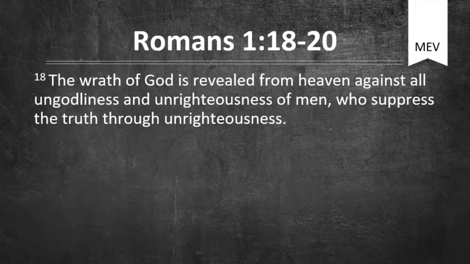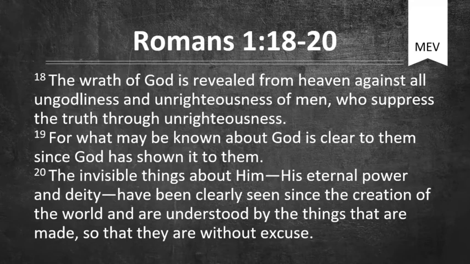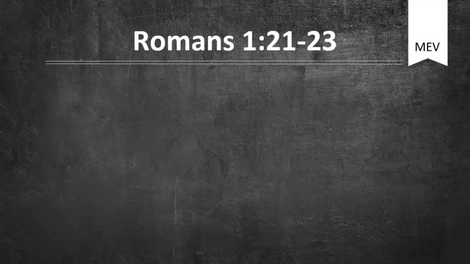Now, Romans 1:18 through 20. Why do the Hindus act and worship this way? I want to read Romans 1. You're all familiar with this. It says, the wrath of God is revealed from heaven against all ungodliness and the unrighteousness of men who suppress the truth through unrighteousness. We have that in Hindus. We have that in our culture today with evolution, where the scientists suppress the truth through unrighteousness. For what may be known about God is clear to them, since God has shown it to them. The invisible things about him, his eternal power, deity, have been clearly seen through the creation of the world and are understood by the things that are made, so they are without excuse.